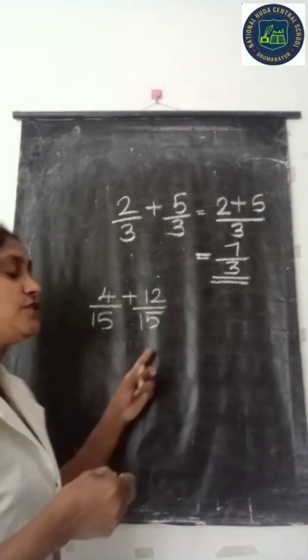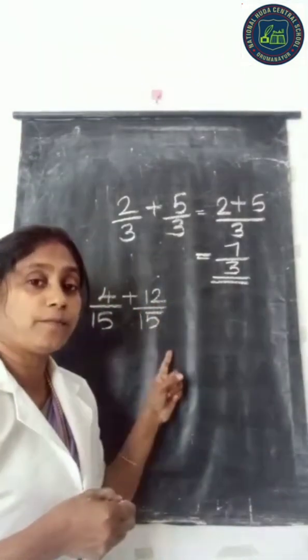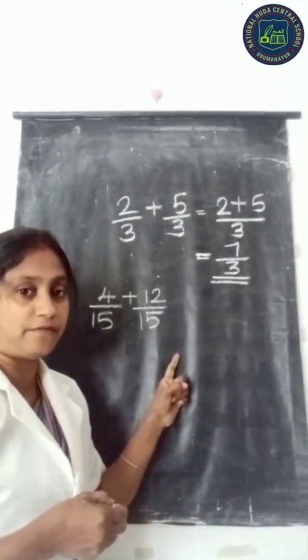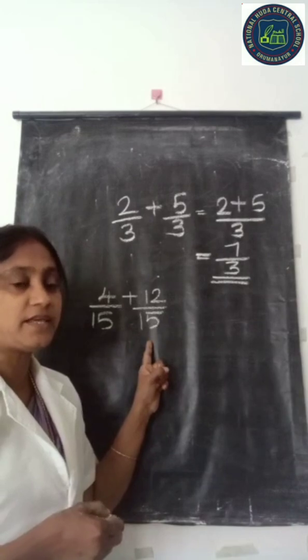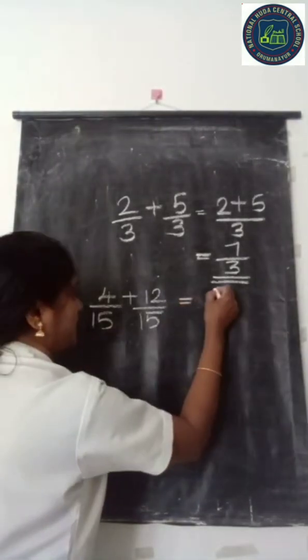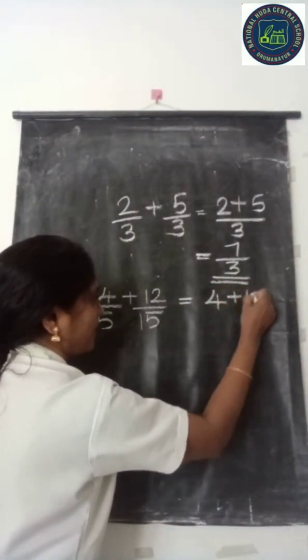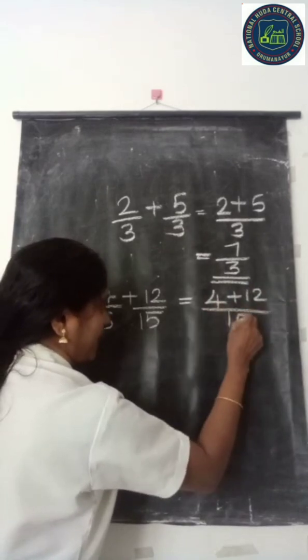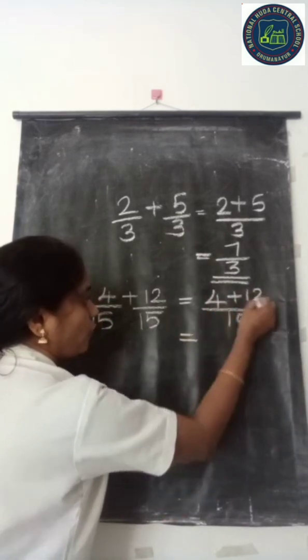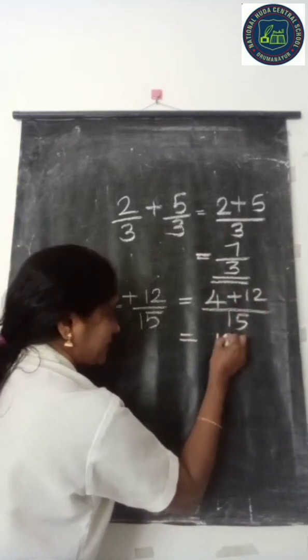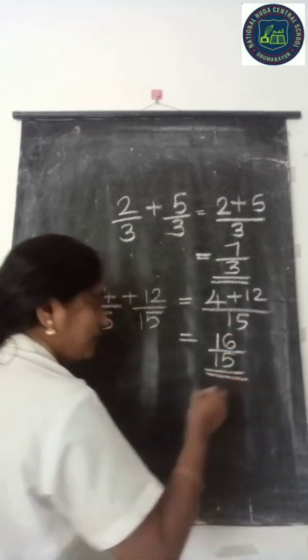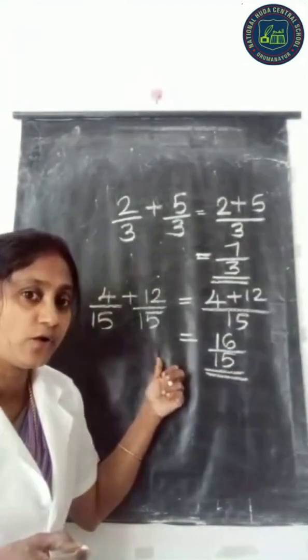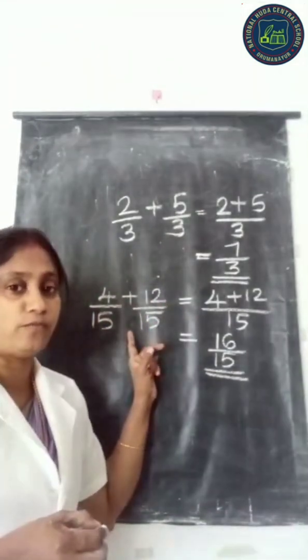4 by 15 plus 12 by 15. Here the denominators are equal, so we can add the numerators. That is 4 plus 12 divided by 15. That's equal to 4 plus 12 is equal to 16 divided by 15. So if the denominators are equal, we can add the numerators.